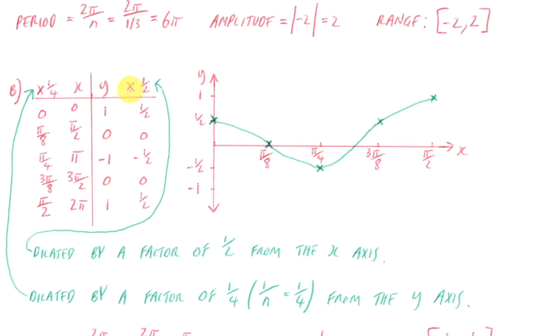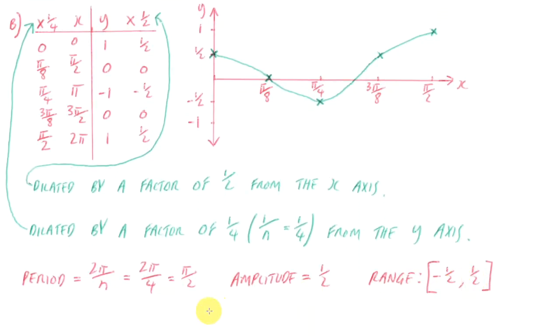And just remember, why we're multiplying by a half and why we're multiplying by a quarter, this represents the dilation factor. So dilated by a factor of a half from the x-axis and dilated by a factor of a quarter. That is, it's 1 over 4 to get that quarter from the y-axis.